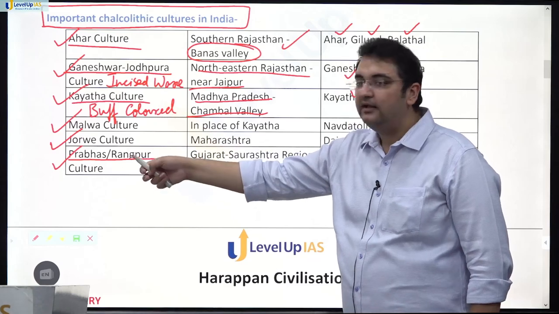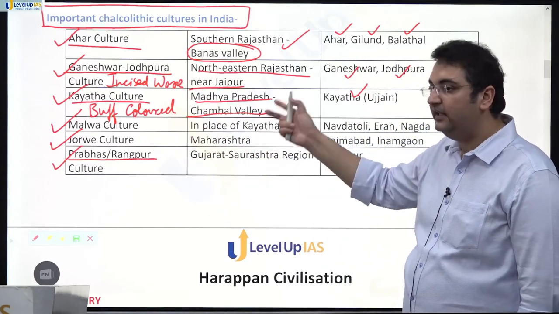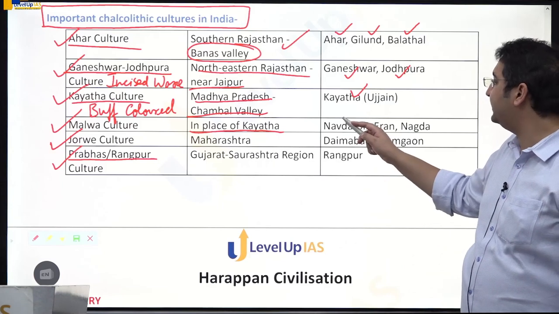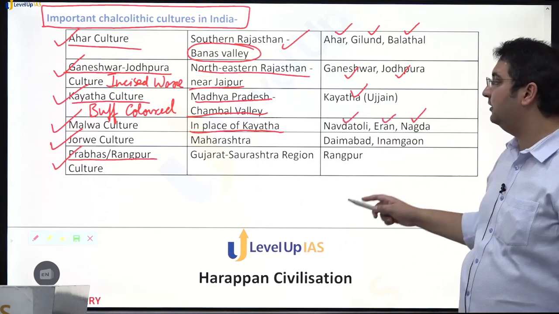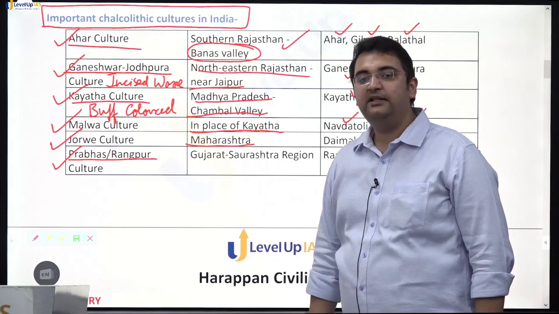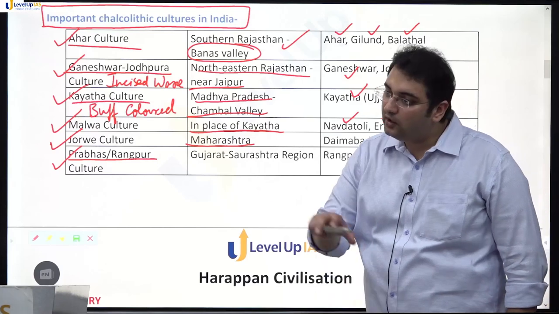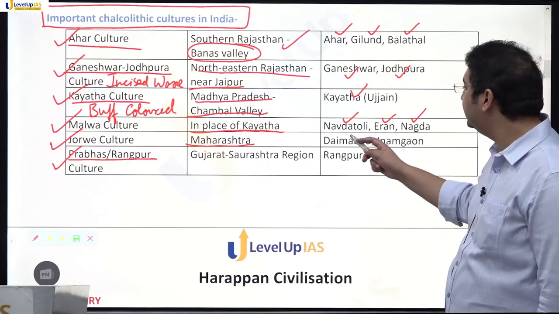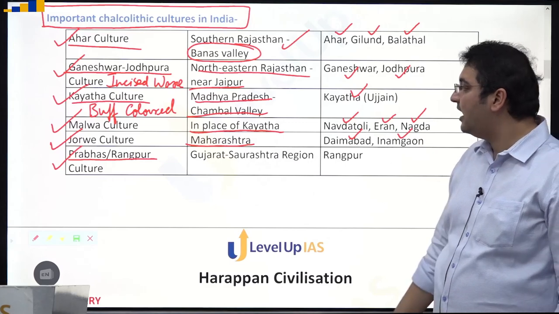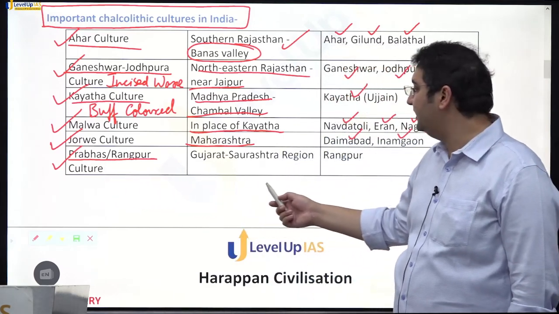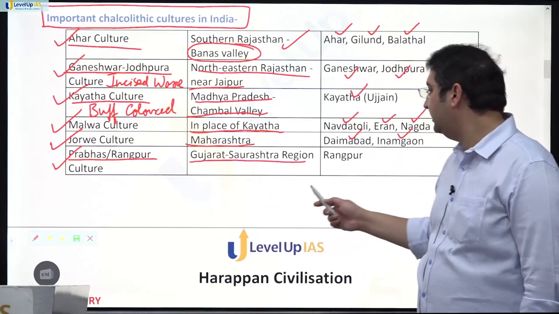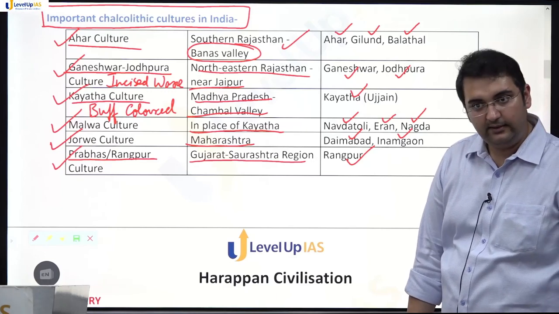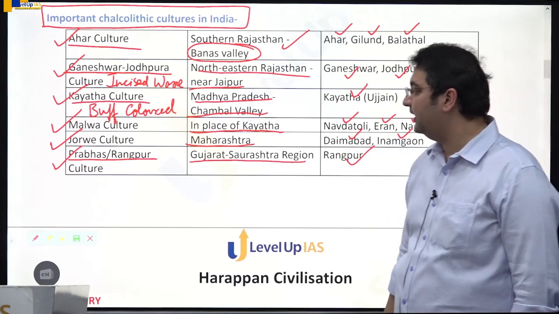Malwa culture appeared a few centuries after the disappearance of the Kayath culture in the same region. So, it appeared in the place of the Kayath culture. Important sites, Nabdatoli, Iran and Nagda. Jorve culture, it was probably the most well-developed and most extensive of all the Chalcolithic cultures. It flourished in the Maharashtra region, having large sites such as Daimabad and Inamgaon. And finally, the Prabhas Rangpur culture in the Gujarat Saurashtra region. Important site, Rangpur, Prabhas Patan, that is present day Junagadh. Theek hai? So, these are the important Chalcolithic cultures.